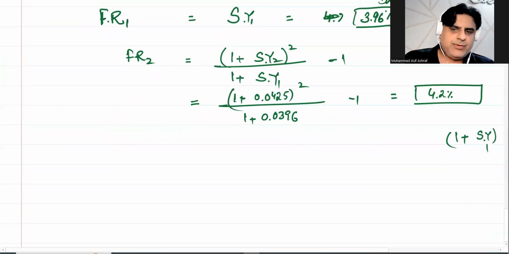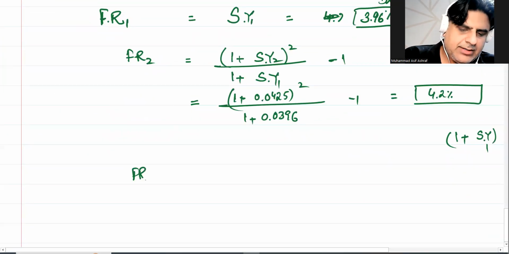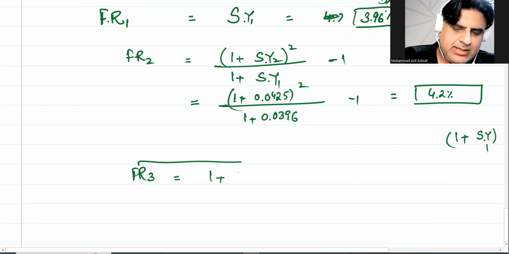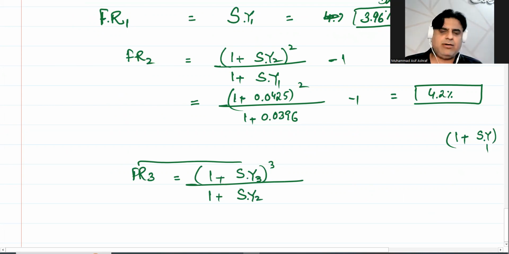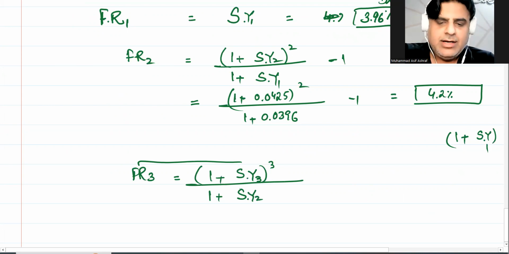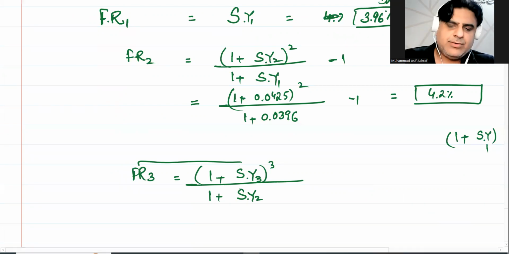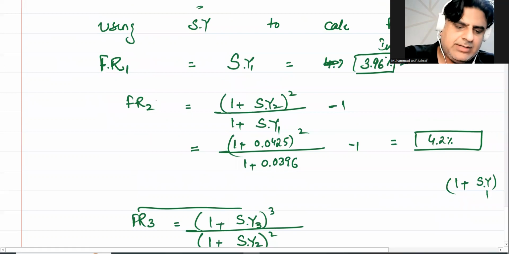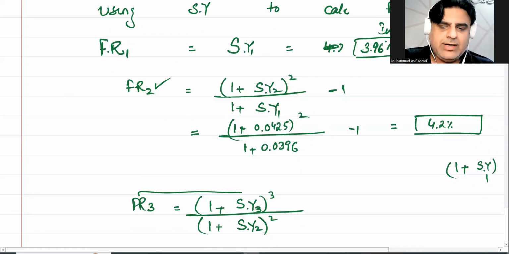Now let's move towards forward rate of year 3. In numerator, I will be using the spot yield of year 3 raised to the power 3. In denominator, I will be using the spot yield of year 2. If you are using the spot yield of 3 in numerator, put the spot yield of year 2 raised to the power 2. Similarly, if you see the previous, year 2 raised to the power 2 divided by year 1.